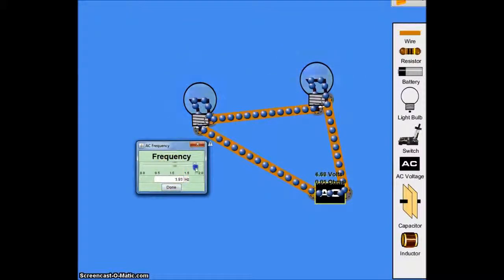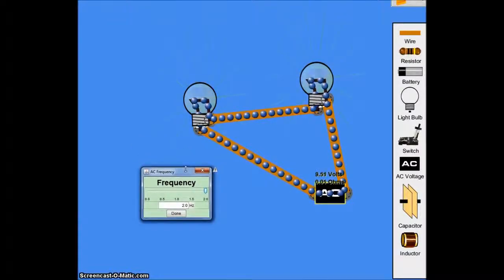We can bump it up to 2 times a second. That's the most that the program can hold. So we can see that they're flashing a lot quicker now. Now imagine this times 30. You wouldn't be able to tell the difference between flashing or on and off. It would just be constant on. And that's what happens in your houses. You can't tell the difference between on and off. You can't tell when the electrons are switching back and forth.